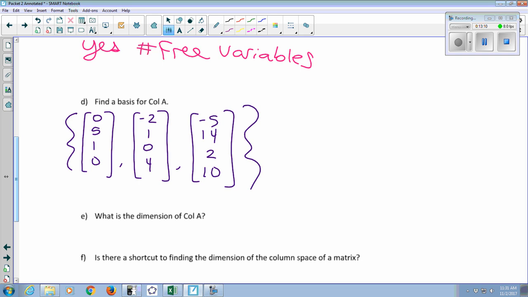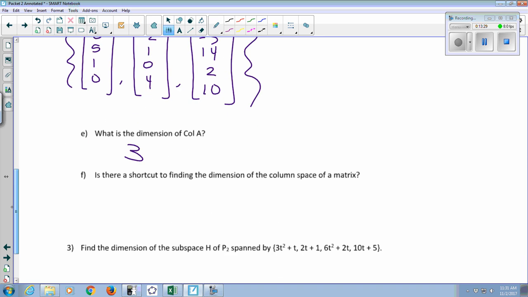So what's the dimension of col A? 3. There's 3 vectors in there. Its dimension is 3. What would the shortcut have been for answering the dimension question without actually having to write down the basis? The number of pivot columns, yeah. Because that's how many columns you're going to grab to form the basis.